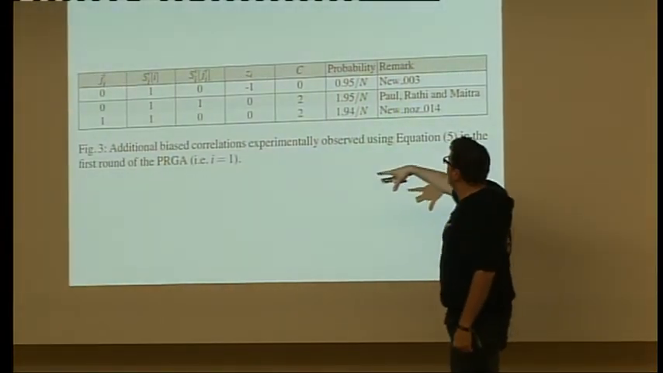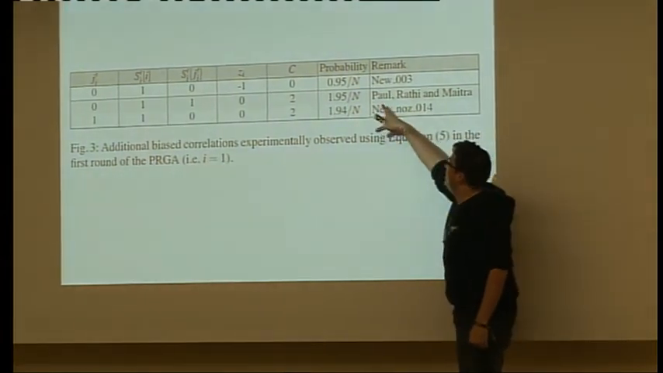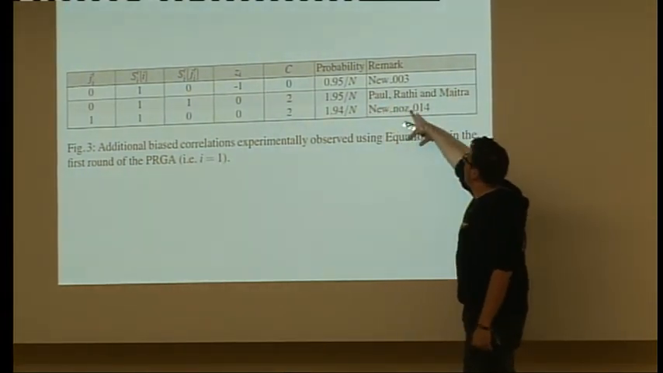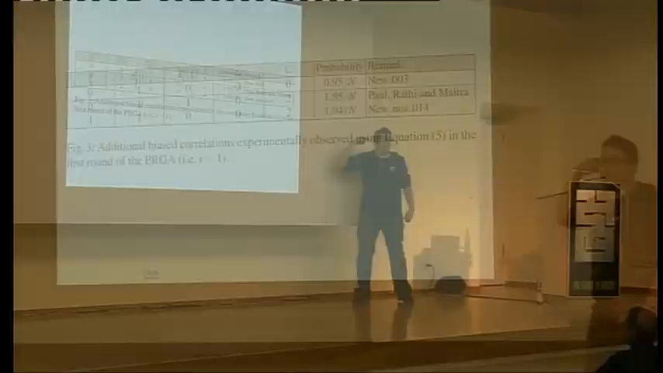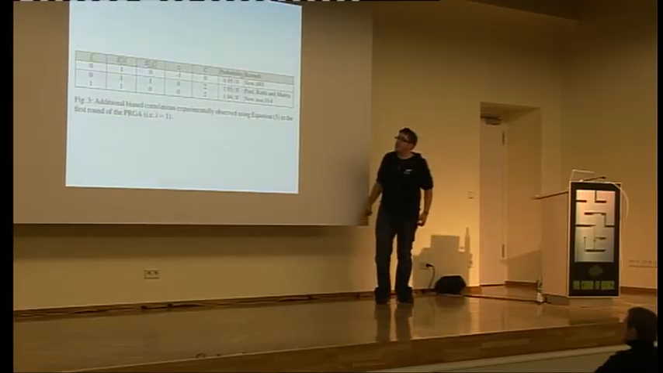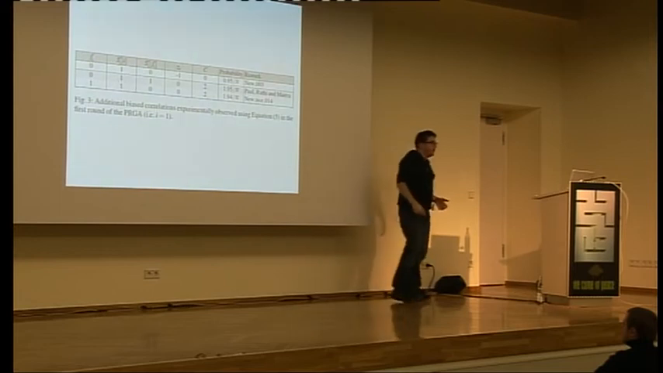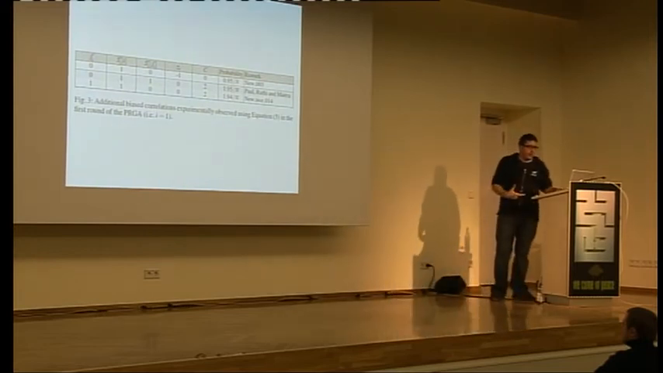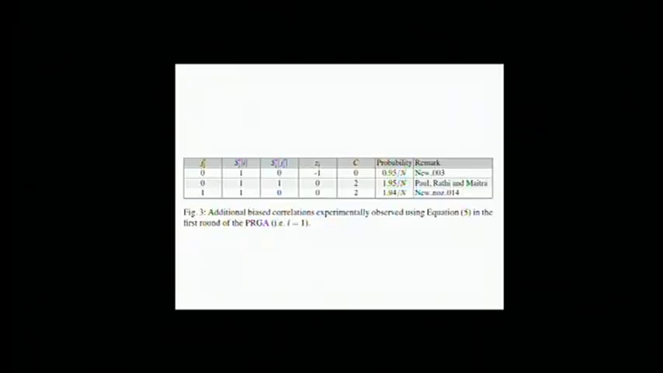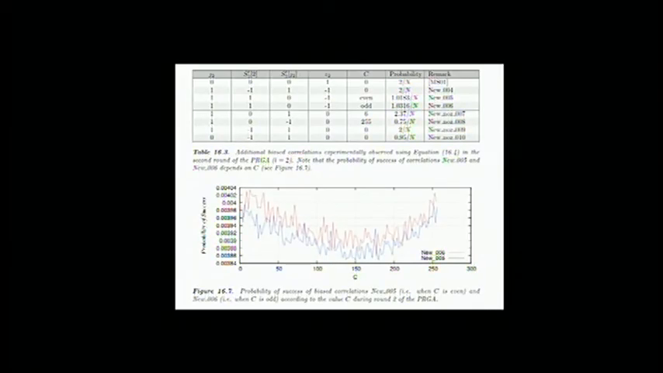So the biases are for every round, but we saw that for specific rounds, for example, for the first byte of the keystream, so round one, you have additional equations, and then you recover the equation from Paul, Rathi, and Maitra, so the equation already known before that. So that, okay, that's good. At least we found new equations, and we have all the known equations. Then for round two, we have additional bias. For instance, you have the Mantin and Shamir bias there.